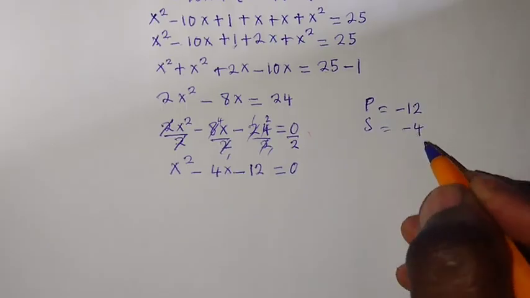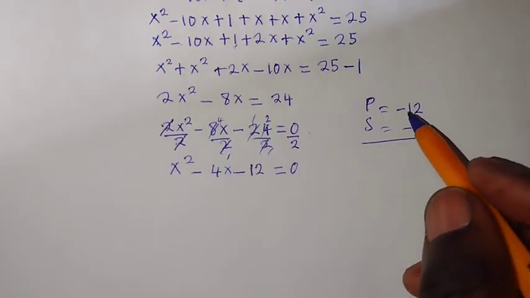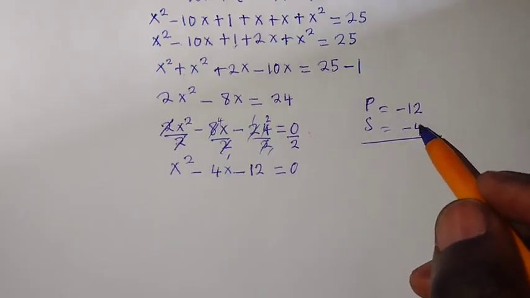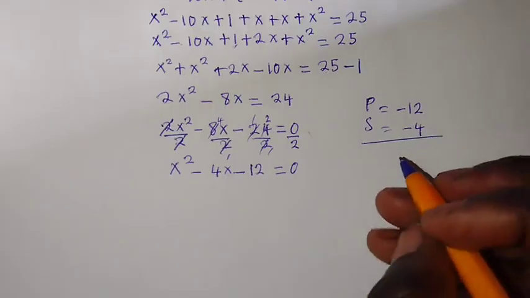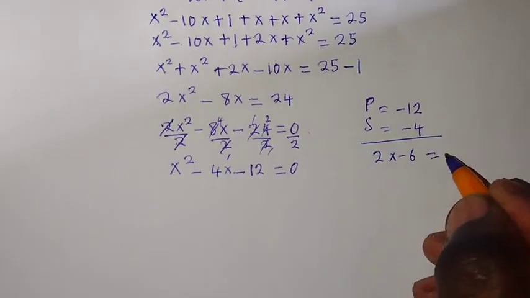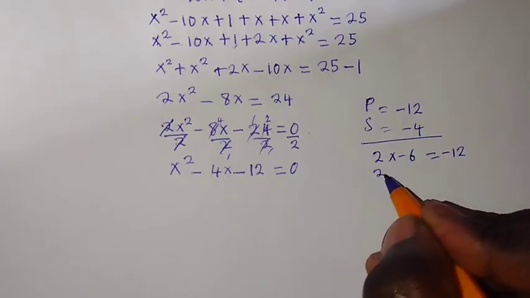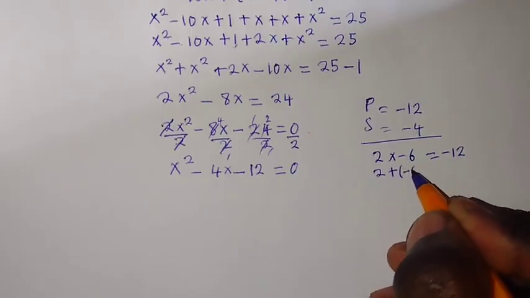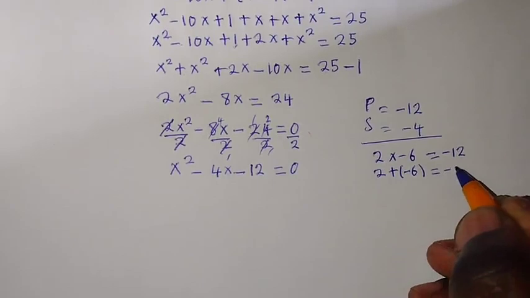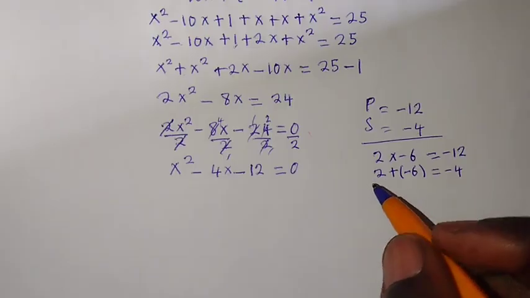So the sum is negative 4. Then let's look for two factors such that when you multiply them, you get negative 12, and when we add them, we get negative 4. So these two factors are: 2 times negative 6 gives negative 12, which is our product. The same two factors, 2 plus negative 6, give negative 4, which is our sum. So the variable that we are using is x.